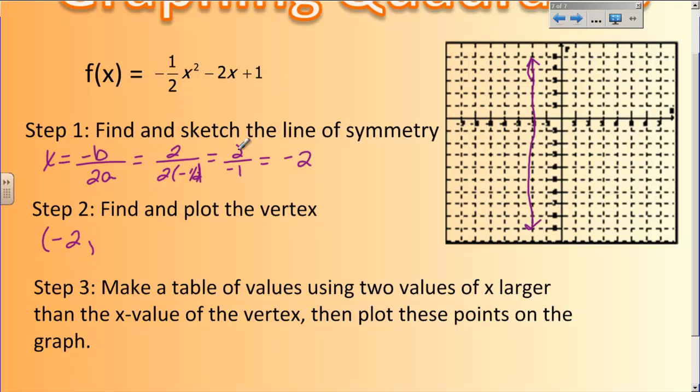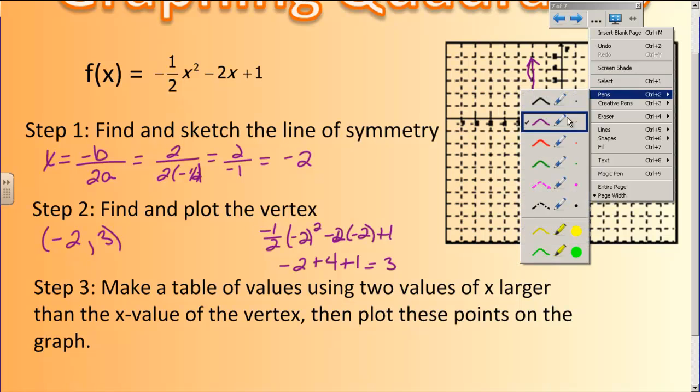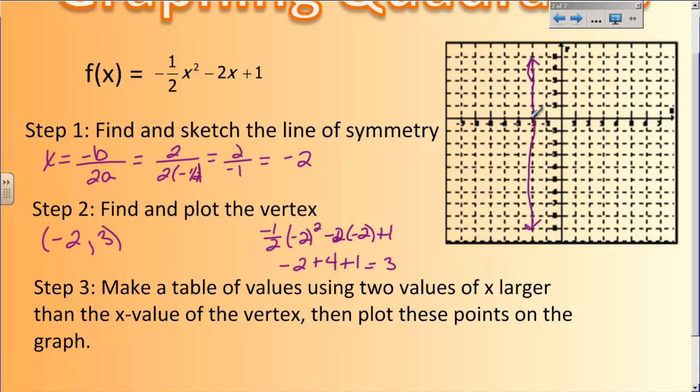So I'm going to plug in negative 2 into this. So I end up with negative 1/2 times negative 2 squared minus 2 times negative 2 plus 1. Negative 2 squared is 4, and then 4 times negative 1/2 goes right back to negative 2. And then negative 2 times negative 2 is 4, and then plus 1. Negative 2 plus 4 is 2, plus 1 gives me 3. So my vertex should be at negative 2, 3. So at negative 2, 3 is my vertex.